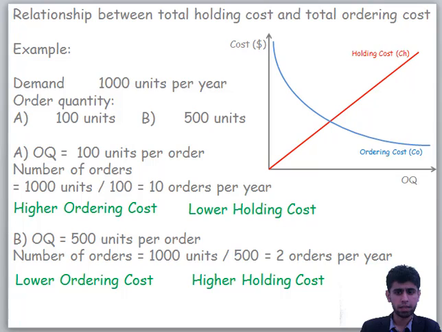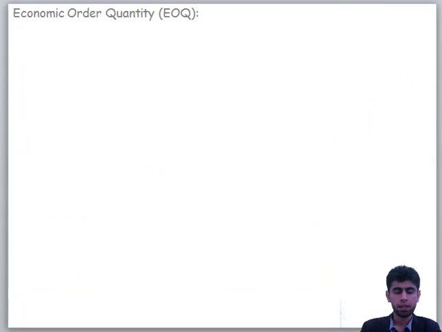Now let's look at the economic order quantity. What is economic order quantity? Economic order quantity is the order quantity where the total cost of holding and ordering is minimum. We have just seen the relationship between total holding cost and total ordering cost. The relationship is opposite or inverse.